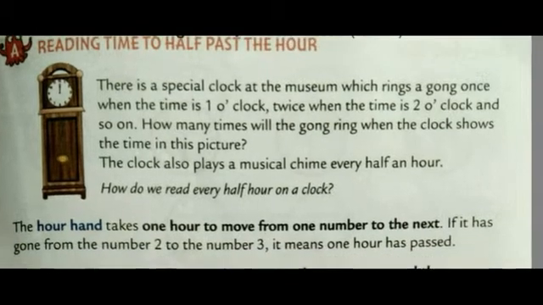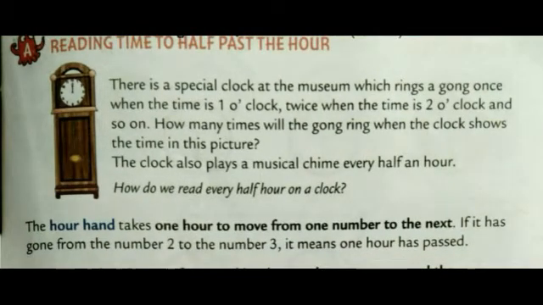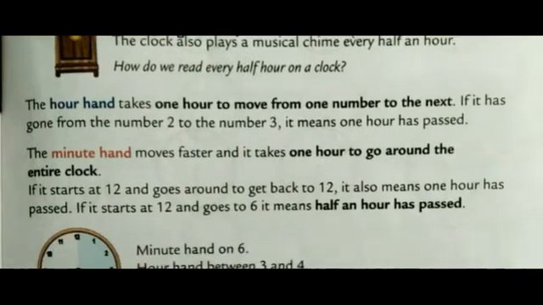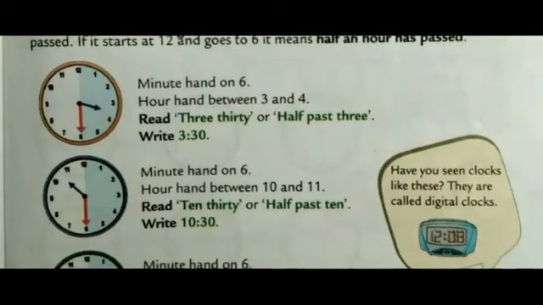Okay, scholars? Now I am going to explain how we read every half hour on a clock. Just see the clock given here. Here we can see the minute hand is on 6 and the hour hand, that is the short hand, is between 3 and 4.